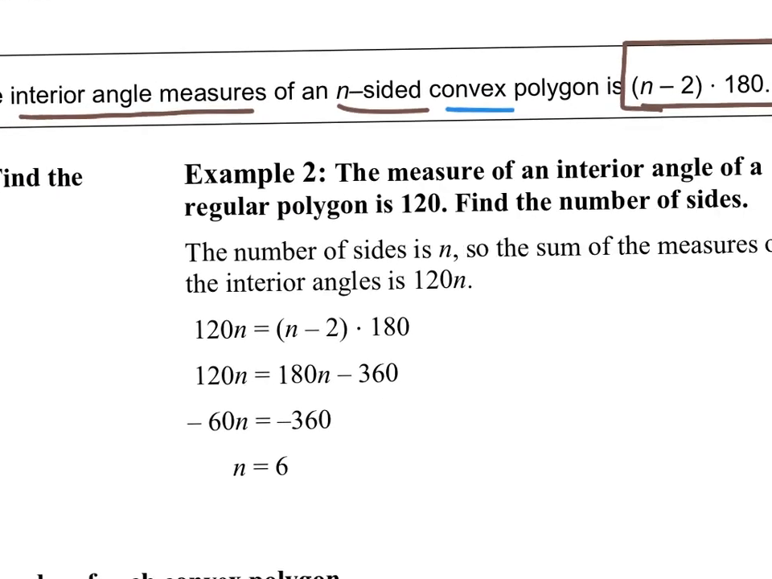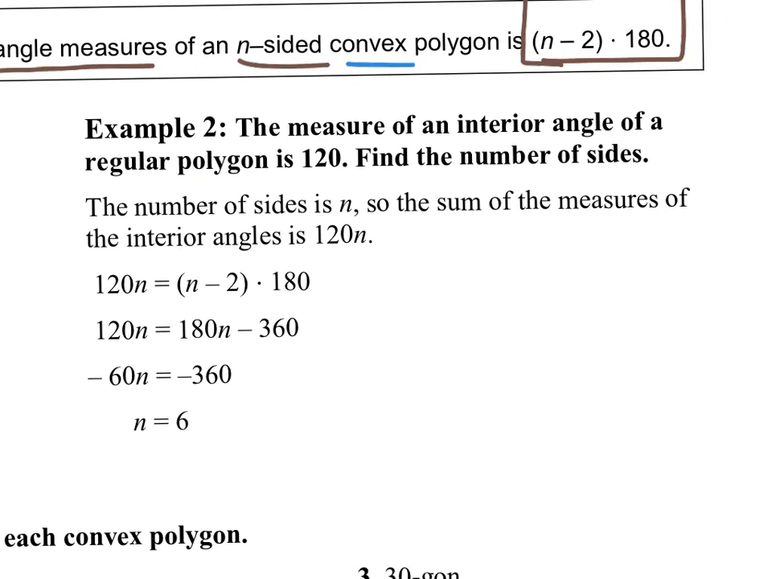We can also use it to find the number of sides by working backwards and using some algebra. Because if we know that the measure of an interior angle, so one interior angle is 120 degrees, find the number of sides, well, one angle times the number of angles there are will give us the interior angle measurement. And in a regular polygon, the number of angles is equal to the number of sides.